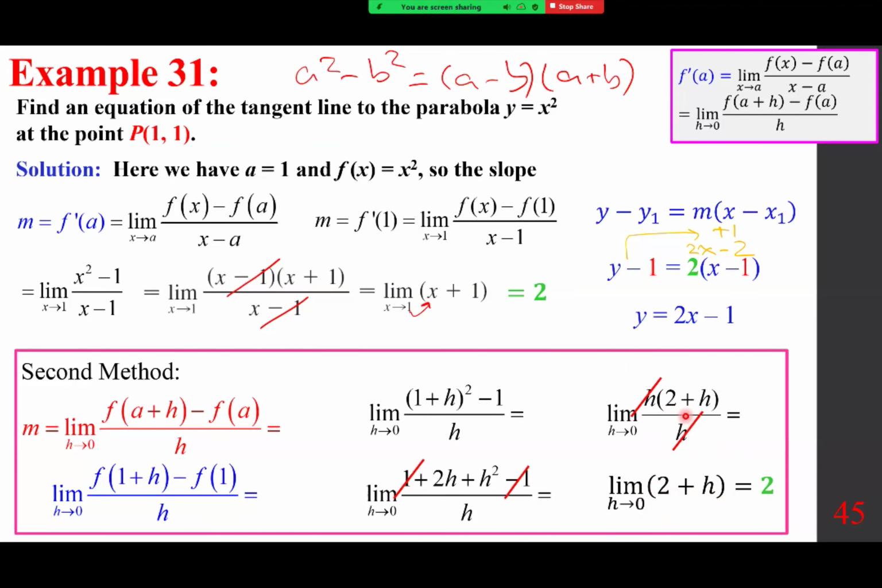Again, we didn't have to do the second method. I just wanted to make sure we are exposed to both methods. That's the only reason we are doing that.